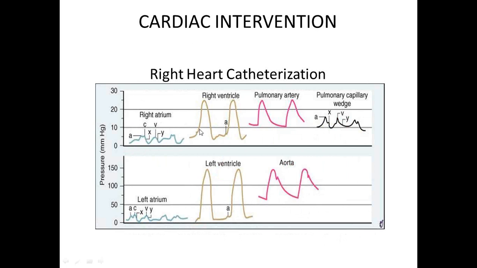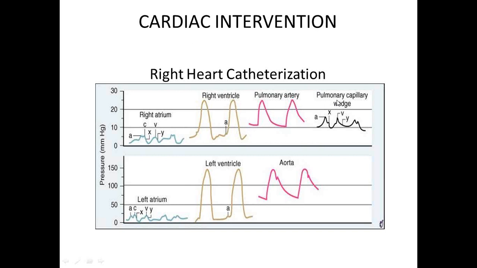And then when you get into your right ventricle, you get your diastolic pressure, systolic pressure, your diastolic pressure. Okay, this is what the right ventricular pressure tracing looks like. Your pulmonary artery waveform, you get your diastolic step up, remember? So the diastolic pressure is going to be higher in the pulmonary artery than in the right ventricle.